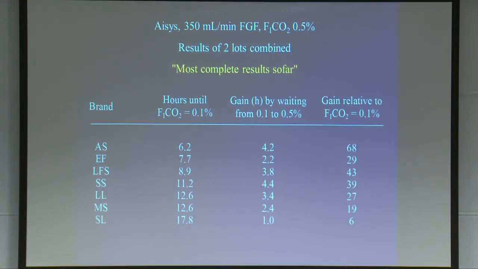I also want to point out that by actually waiting, here are the different brands. This is how long the canister lasts, expressed in hours this time, how long it takes to get to 0.1% in hours. This is the average of the two lots. This is how many hours you gain by waiting until 2.5%, and that's the relative gain you get by waiting until the FiCO2 is 0.5%. Again, all these data are in the handout. It will be on the website soon.